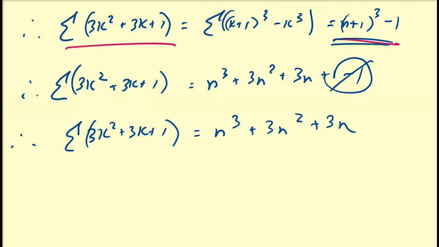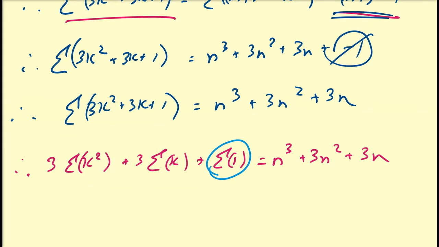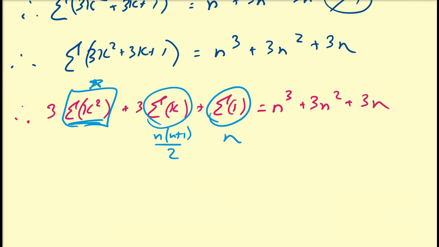Now we're going to focus on the left-hand side of this equation. So now we have 3 sums of k^2 plus 3 sums of k plus the sum of 1 must be equal to n^3 plus 3n^2 plus 3n. We know what the sum of 1 is, that's just going to be n, and we know what the sum of k is, that's going to be n times (n plus 1) divided by 2. And this sum of squares term is actually what we're aiming for. We know everything else in this expression in terms of n, so we can just solve for it.